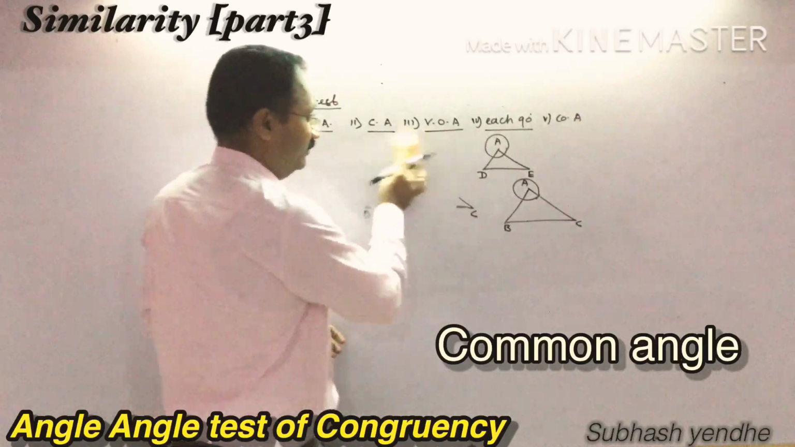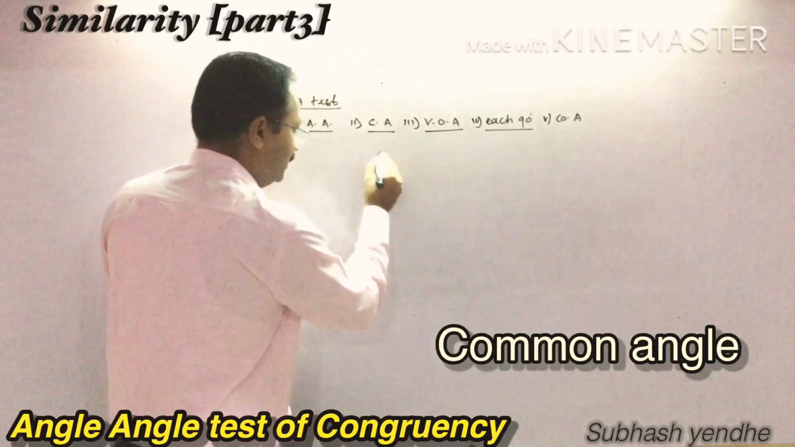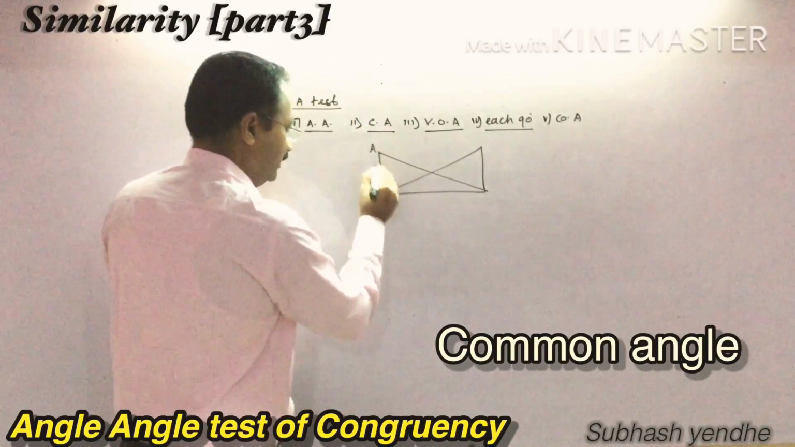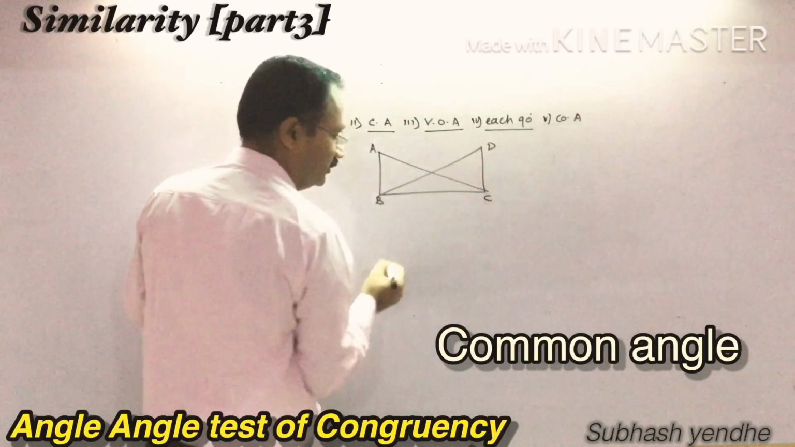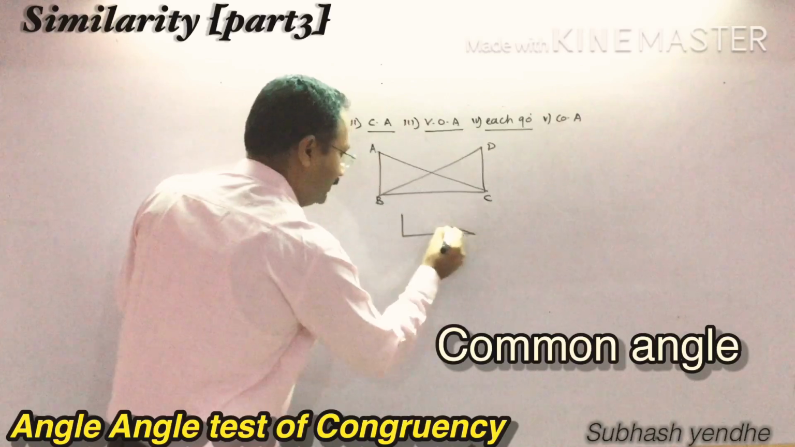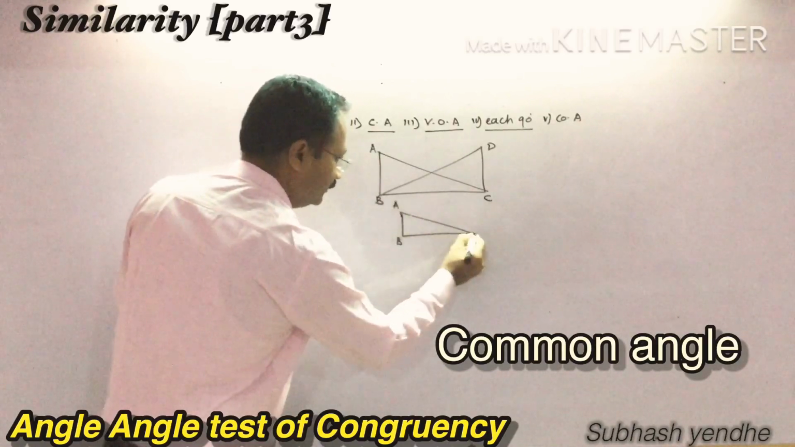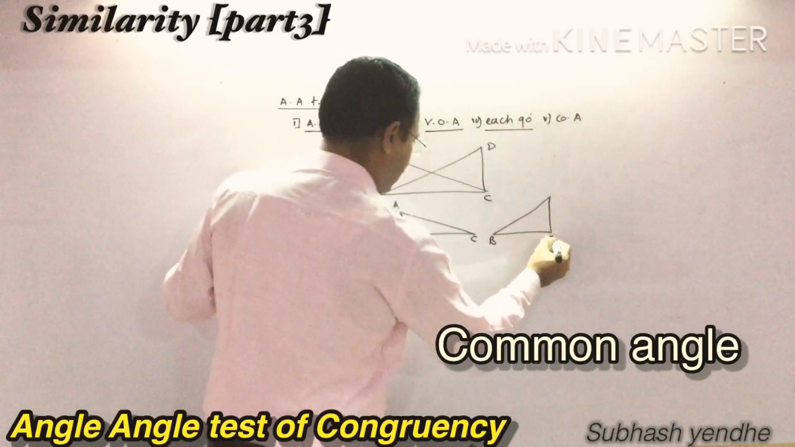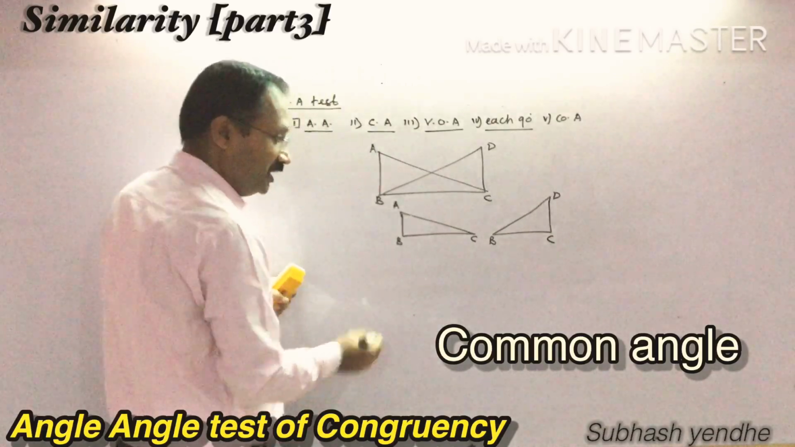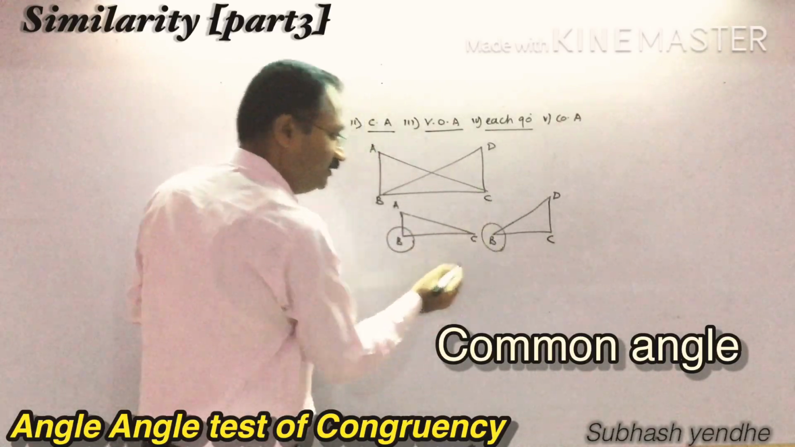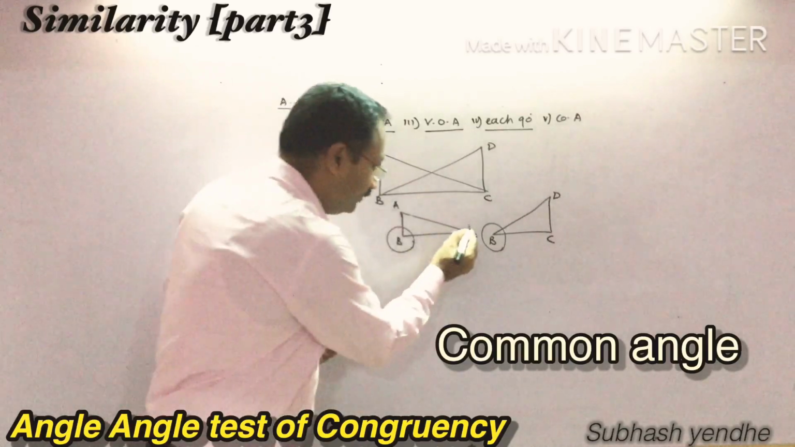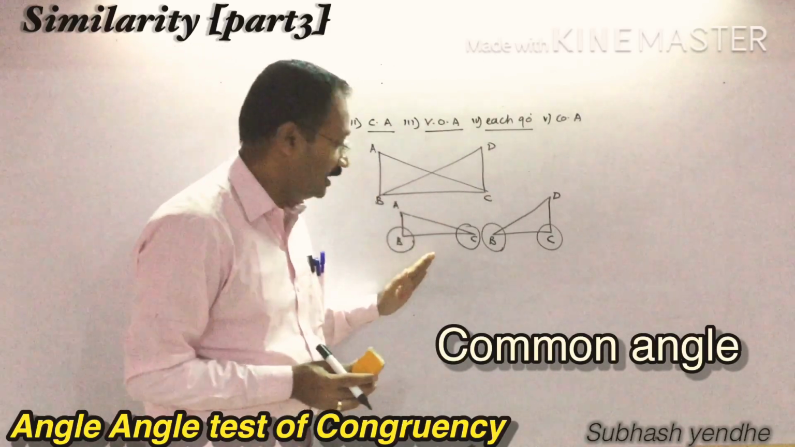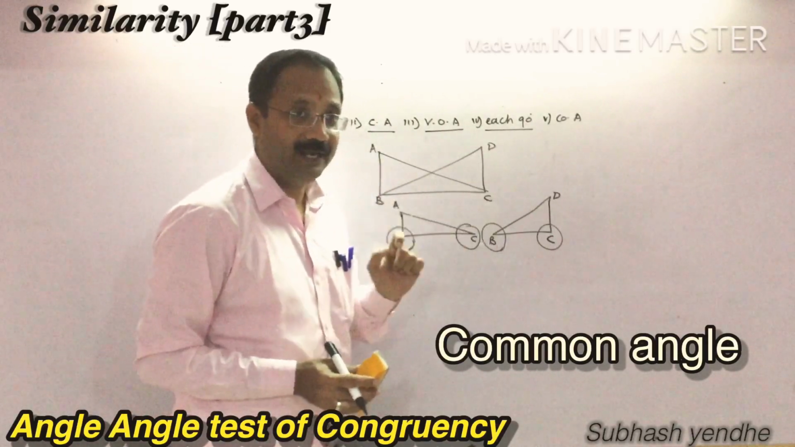But now there is one twist. Can you tell me about this diagram? See this diagram. This is A, this is B, this is C and this is D. If I split the figure, then I will get two triangles. One is ABC, another one is BCD. Can you say that angle B is a common angle? Can you say that angle C is a common angle? No, here you cannot say that B and C are the common angles.